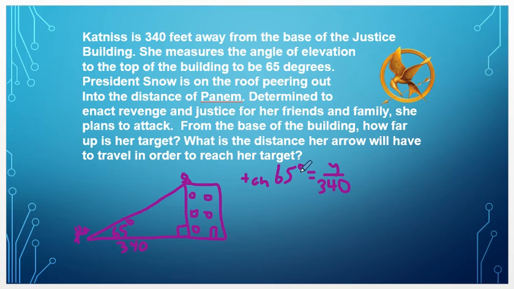Now, if I want to solve this equation, all I have to do is multiply both sides by 340. And again, please make sure your calculator is still in degree mode. So I'm going to do 340 times tangent of 65 degrees. And my height comes out to approximately 729.132. So again, just kind of a good standard is to go to 3 decimal places.